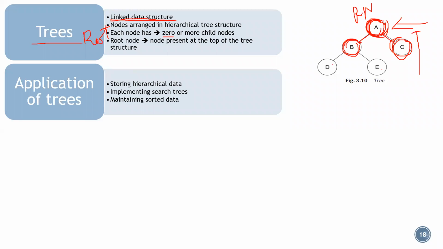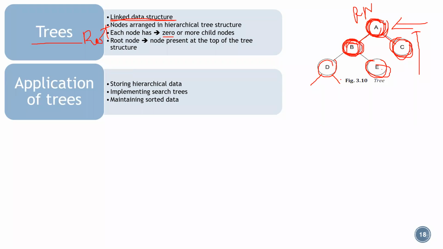Now if I observe C, I do not have any further branching. So for node C, I don't have any child nodes. There are zero child nodes for this one. Whereas for B, I have two nodes, D and E. So D and E are child nodes of B. If I still want to add further, I can have zero or more children for D.